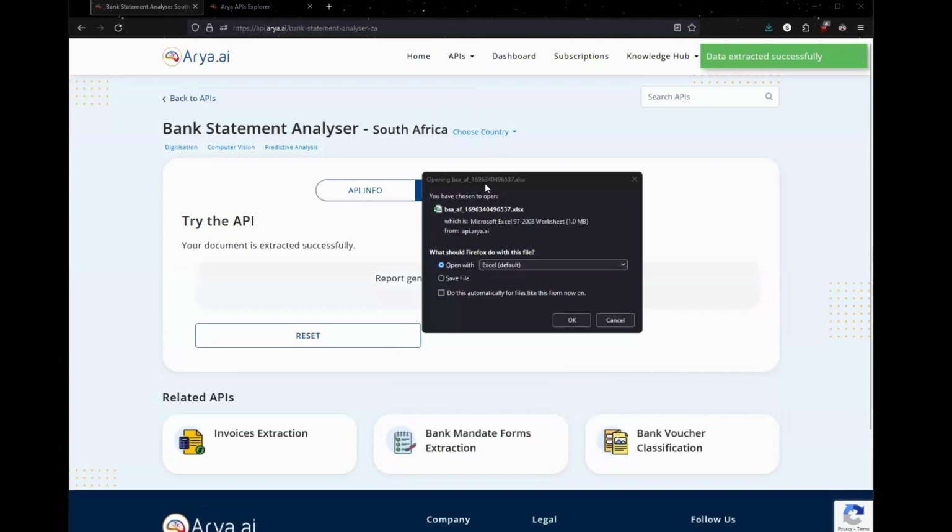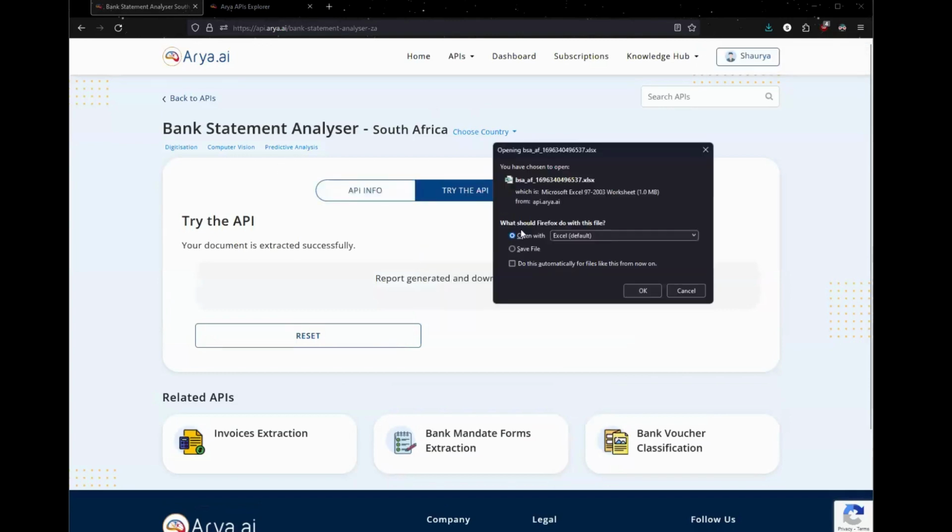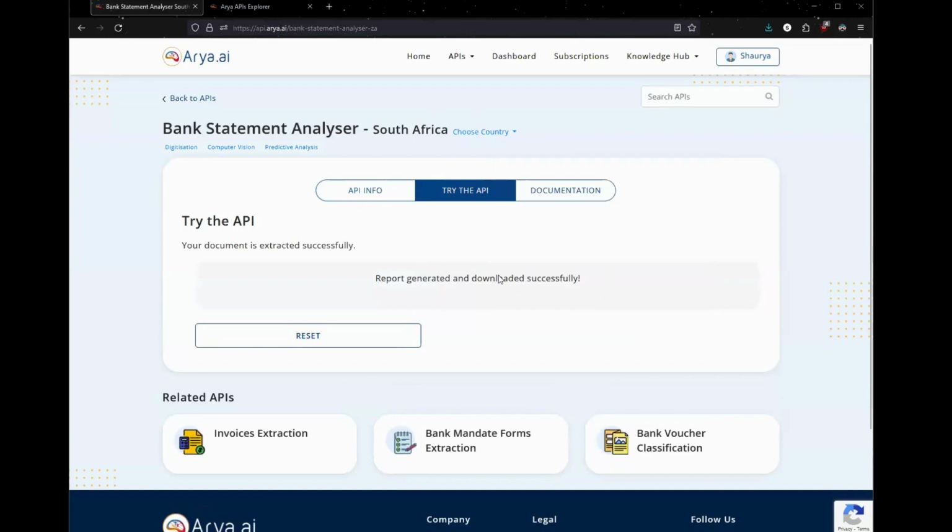Yeah, so this bank statement has been processed. I will go ahead and open up the Excel report, and I'll share that Excel report quickly. Just give me a moment.